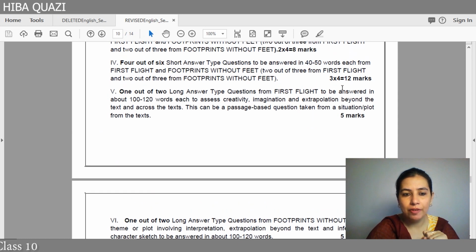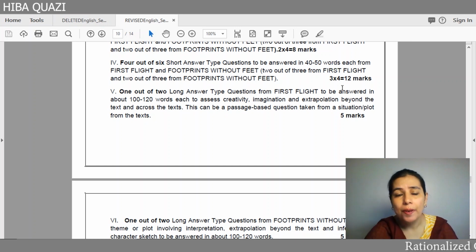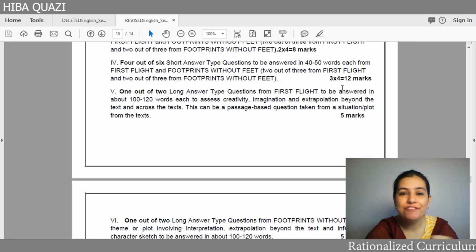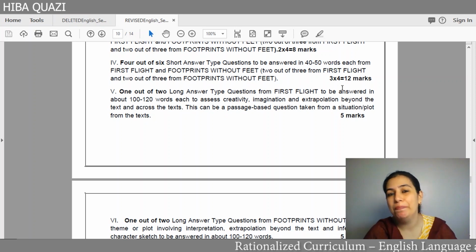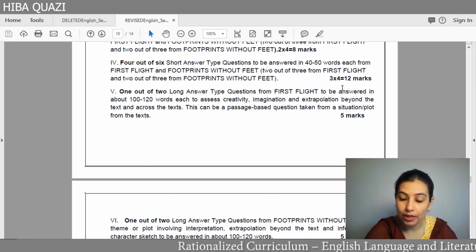Is a word limit given here? Yes, it is 100 to 120 words. Again, please do not try to cross the word limit. You know, 5, 10, 20 words here and there does not matter. But then kindly do not write pages wherever it is not necessary.